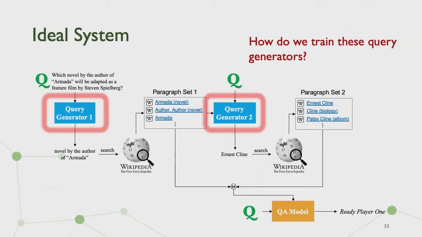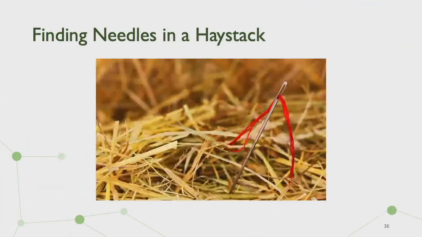Getting back to this, how do we actually train these query generators? Because there's no explicit supervision for this kind of model. So we build on the intuition that if you want to find multiple needles in a haystack, the best way is not to find each needle one by one. The best way is, if the needles are actually connected by a thread, you want to find that thread.